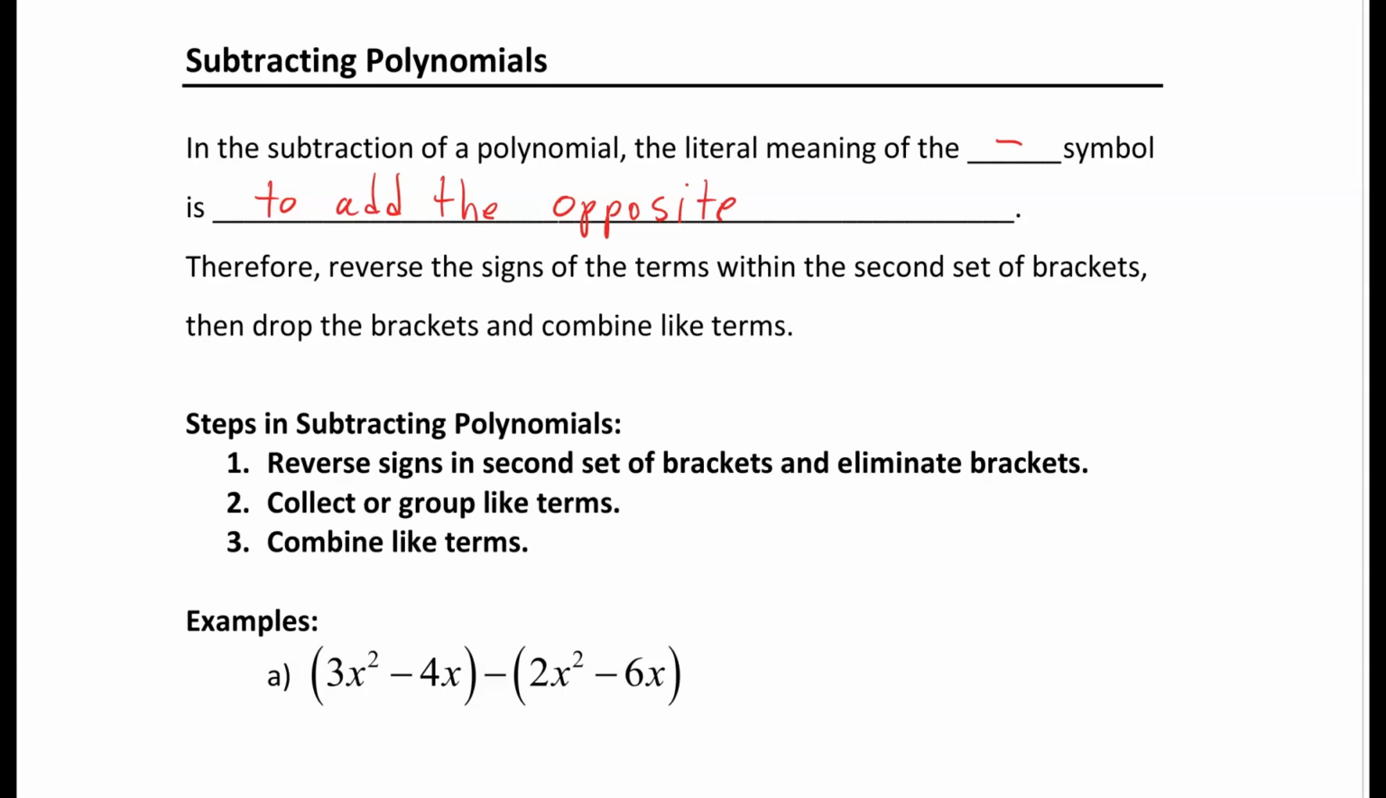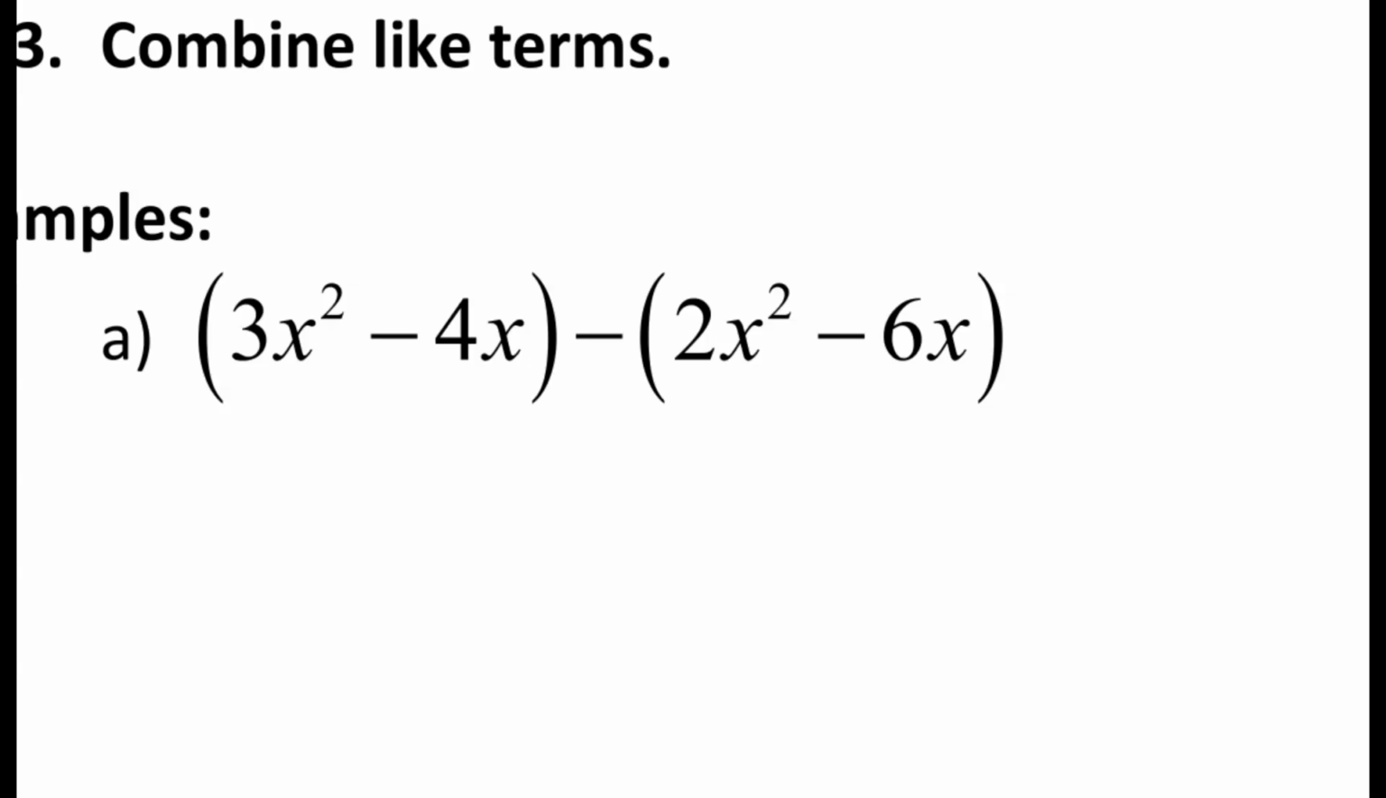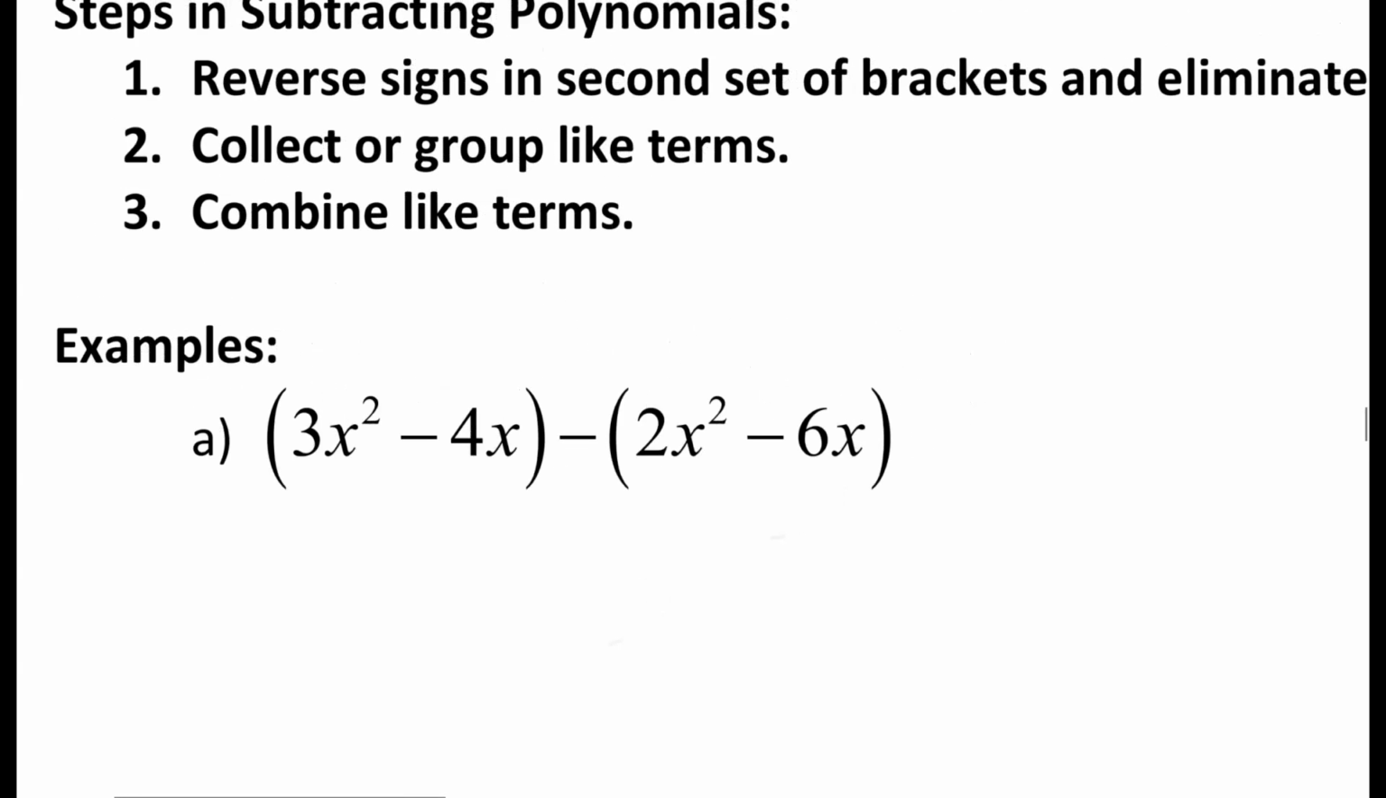Therefore, reverse the sign of the term within the second set of brackets, then drop the brackets and combine like terms. In addition, when we were going through it, we were dropping the brackets. Now, you're only dropping the brackets when you have a plus or a subtraction in between the brackets. If there was nothing here, then that's a multiplication question, not an adding or subtracting question. So we don't just jump in and start removing the brackets. We only do that if we're looking at adding or subtracting.